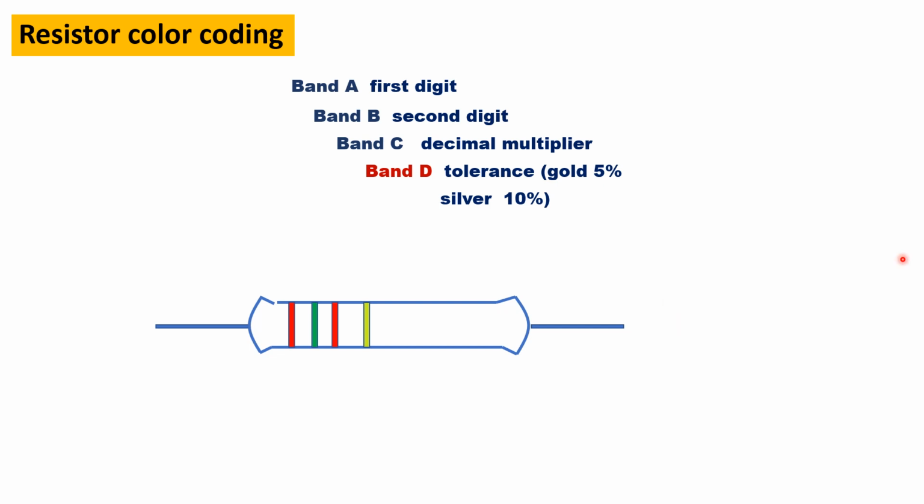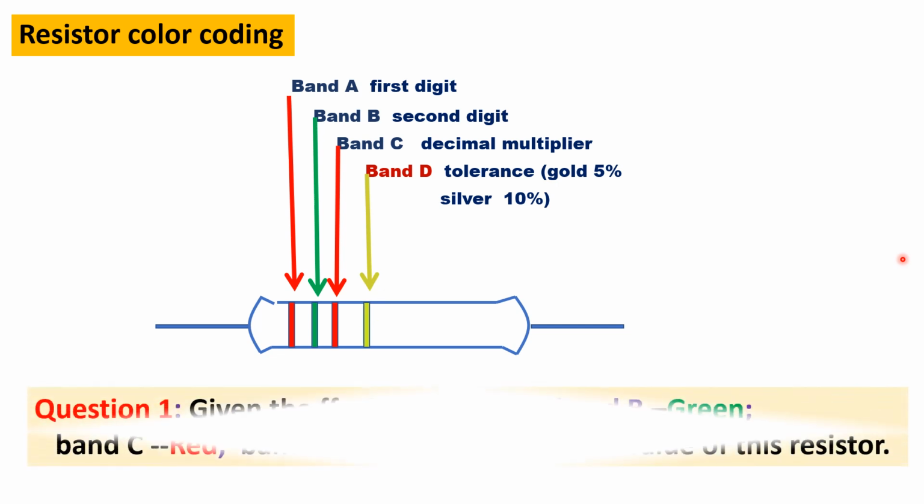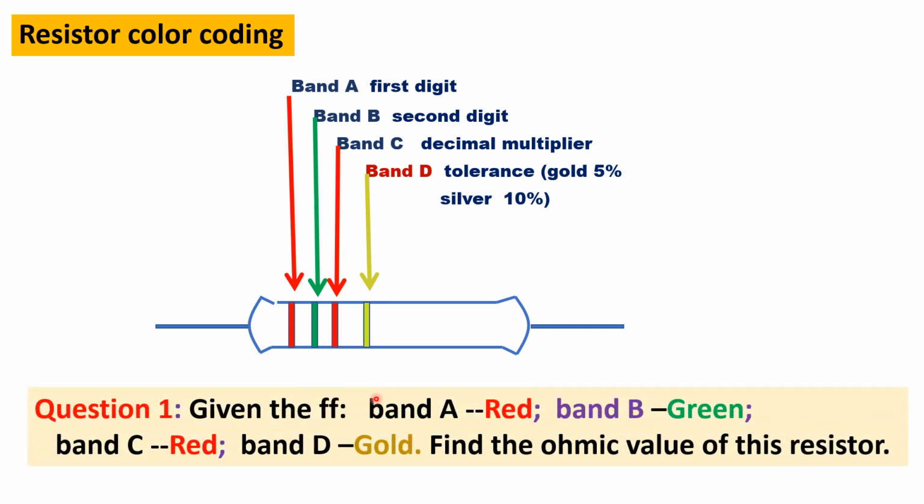All right, for our first example, given the different color bands in this illustration, suppose the first band, which is actually the first digit, is colored red, the second band is colored green, the third band is colored red, and the fourth band, or band D, is colored gold. So our task is to find the ohmic value for this resistor as well as its degree of tolerance.